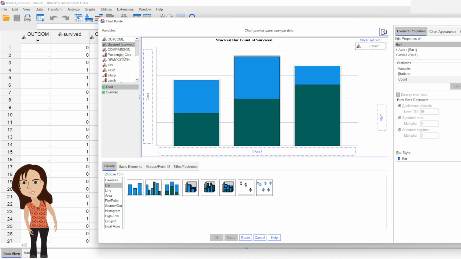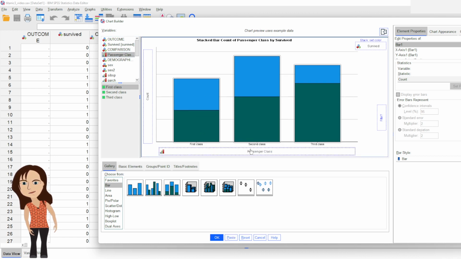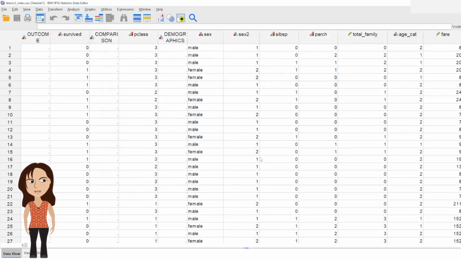And I want to compare this between passenger class. But that doesn't have gender on it. So if we just do that first.